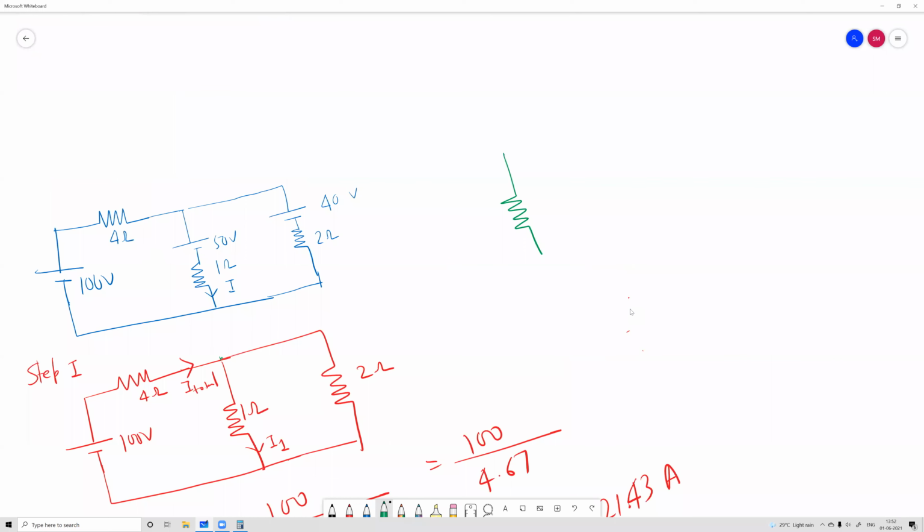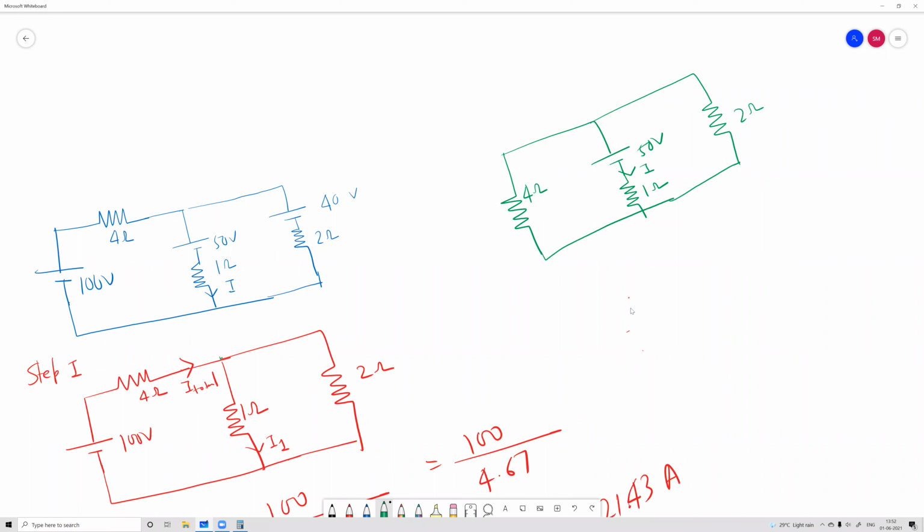So 4 ohms, 50 volt, 1 ohm. Okay. How to solve, how to find I? Note the direction. Okay, very easy to make a mistake. How to find I?